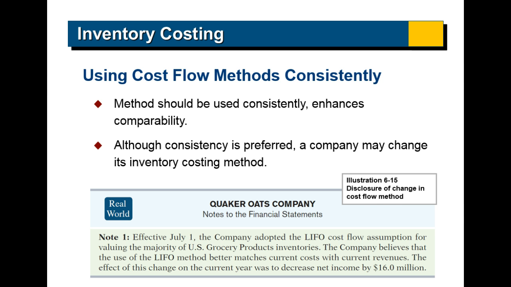So if you do change your system, you have to provide notes and you have to explain why that is important for you to do, how that is better suited to meet the true needs of the company. Although consistency is preferred, a company may change its inventory costing methods. Generally speaking, it's frowned upon without a good reason behind it.